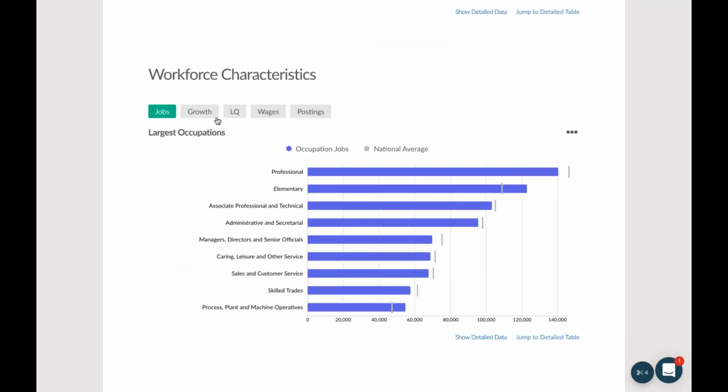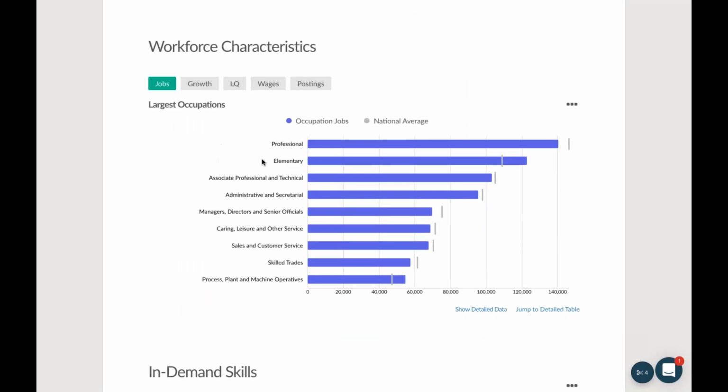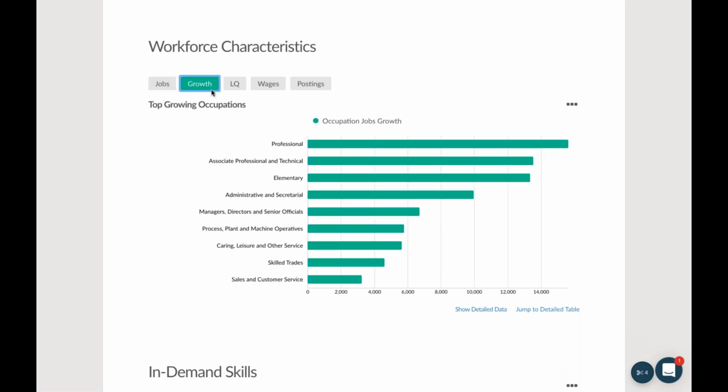This is now looking at workforce characteristics, so occupations. Again, we've got the largest occupations at a 1-digit SOC code grouping. Professional is currently the largest, elementary is second largest. Again, to point out that the little grey line denotes the comparison to the national average. If we look at growth, we can see that professional has seen significant growth over the last 5 years, and behind that associate professional and elementary.